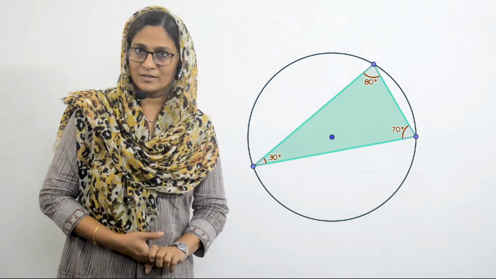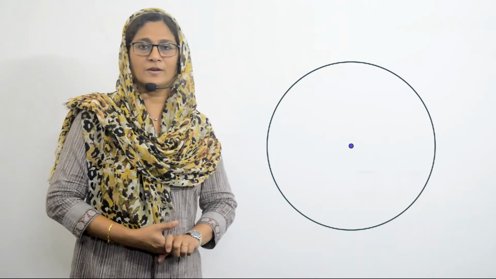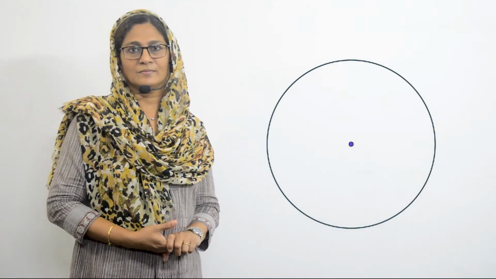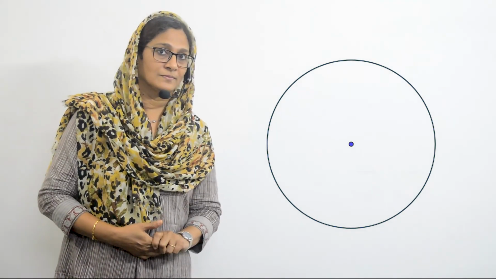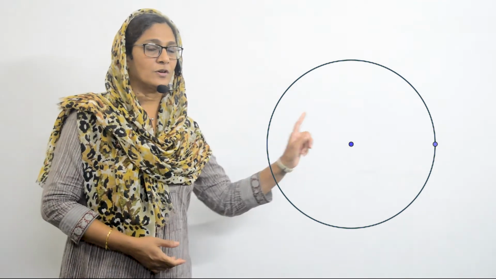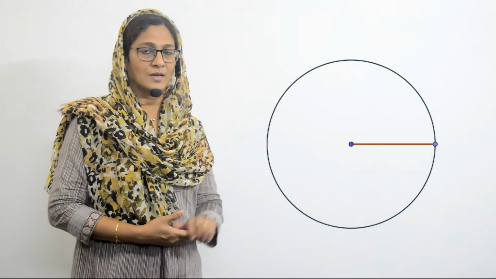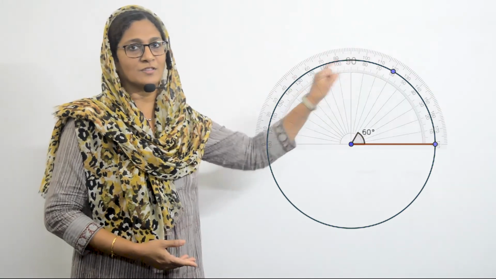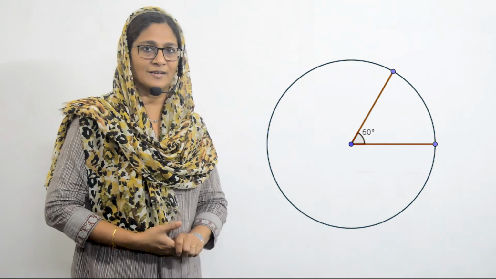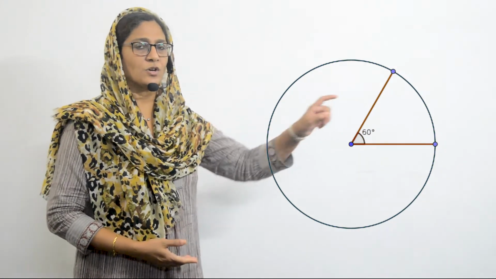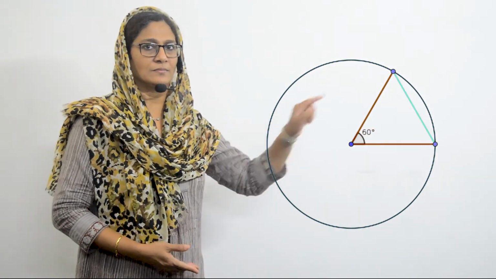Okay, let's begin our construction. First, I draw a circle of 2.5 centimeters. Now I need a central angle of 60 degrees first. So I draw a radius, keep my protractor ready, measure 60 degrees and mark a point on the circle. That's our 60 degree angle. Let's join the two end points of the angle.